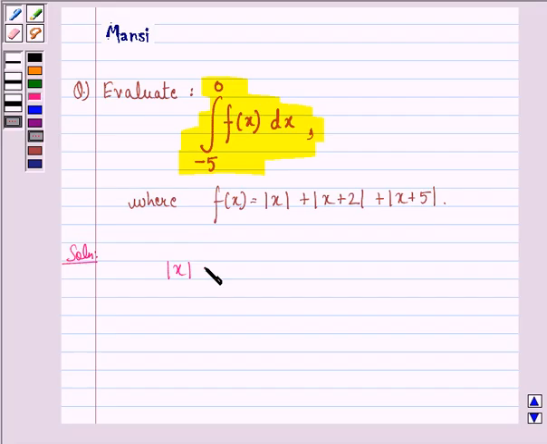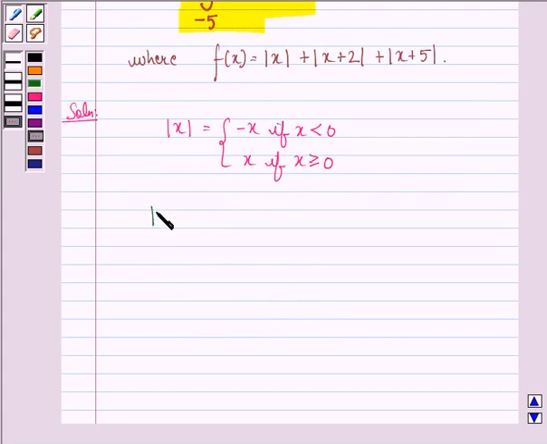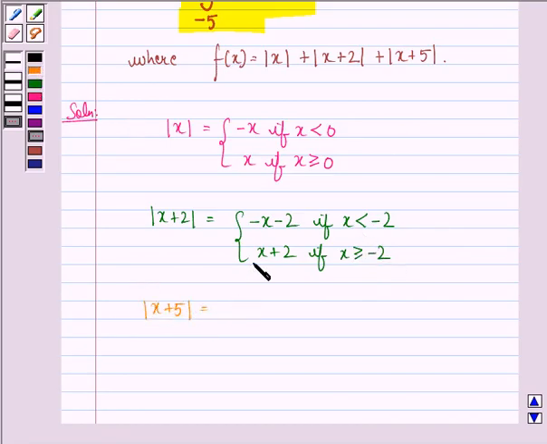We see that mod x is equal to minus x if x is less than 0 and it is equal to x if x is greater than or equal to 0. Mod x plus 2 is equal to minus x minus 2 if x is less than minus 2 and it is x plus 2 if x is greater than or equal to minus 2. Mod x plus 5 is equal to minus x minus 5 if x is less than minus 5. It is equal to x plus 5 if x is greater than or equal to minus 5.